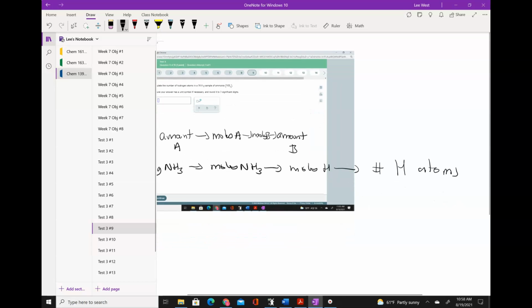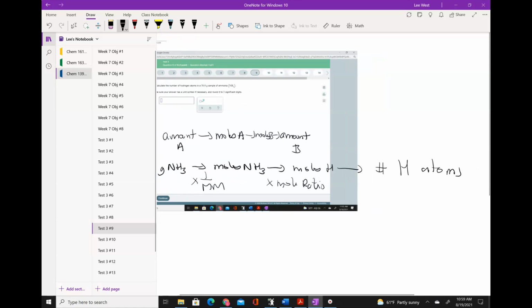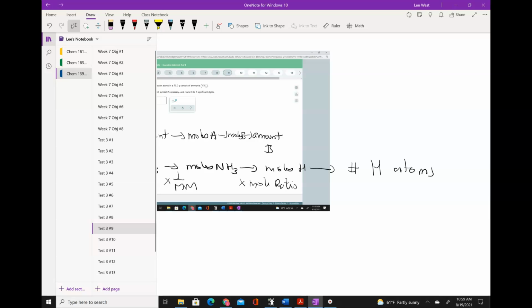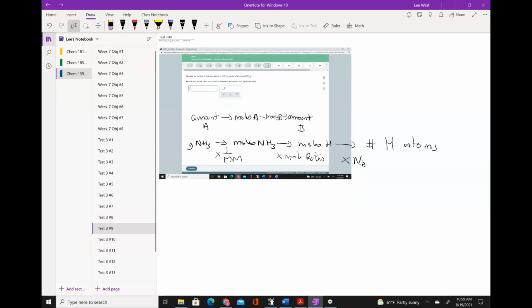And the conversion factors I need: to go from grams to moles, I multiply by 1 over the molar mass. To go from moles of one thing to moles of another, I multiply by what we call the mole ratio. We get 3 moles of hydrogen for every 1 mole of ammonia. And finally, to go from moles of hydrogen to the number of hydrogen atoms, I multiply by Avogadro's number. It's all about that dimensional analysis, right? As long as you keep the dimensional analysis straight, you'll be okay.